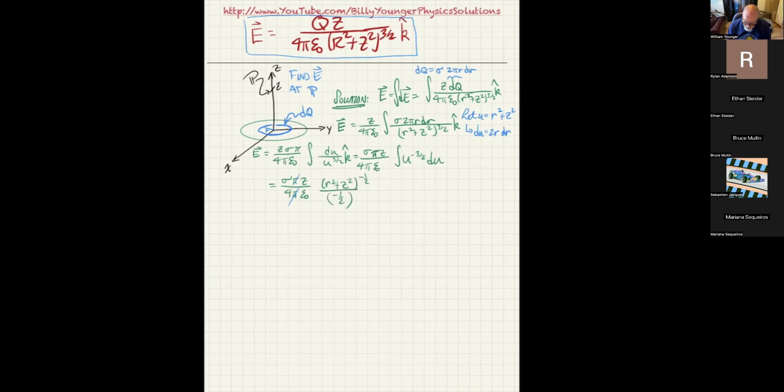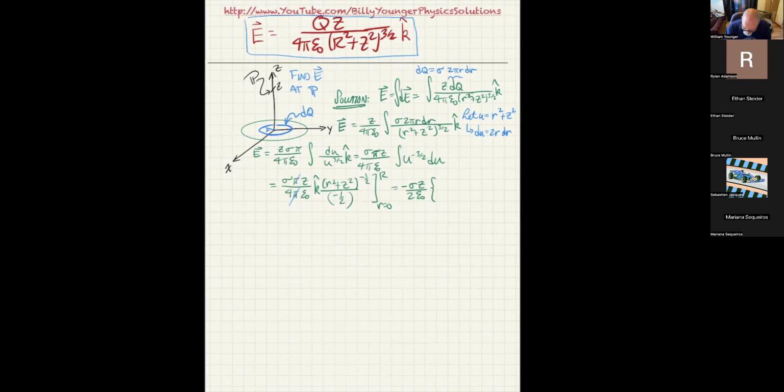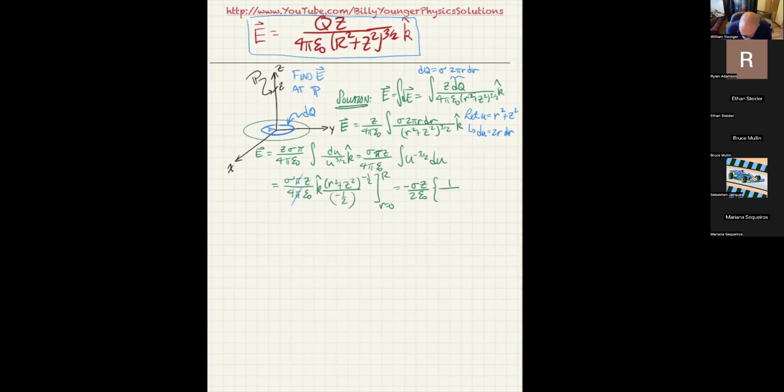So the whole reason I did that was that now I can see exactly where this 1/2 is going. The k hat I'll put right here, and this has got to be evaluated from r equals 0 to r equals big R. I can see that the 1/2 is going to turn the 4 in the bottom to 2, and I am going to get a negative sign, so I'm going to say negative sigma z over 2 epsilon naught, and then I'll evaluate it at capital R, so that becomes 1 over the square root of R squared plus Z squared. And then minus, this time we got to let R go to 0, so it's going to be 1 over just the absolute value of Z.